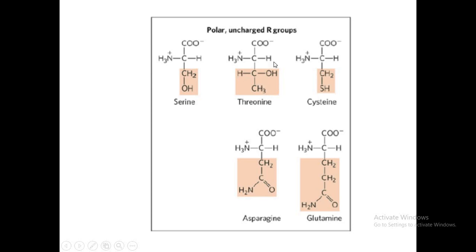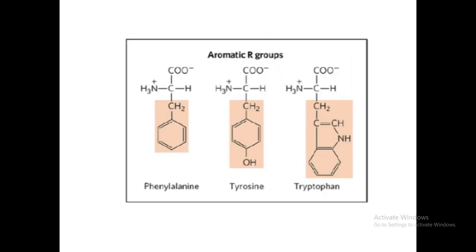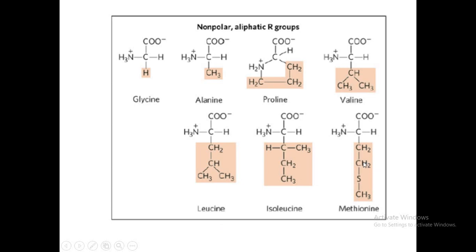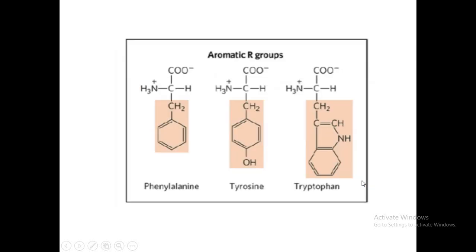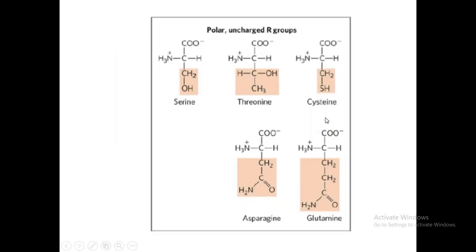In case of threonine, we are also seeing it has a hydroxyl group that can make hydrogen bonds with water. Due to this, it is polar. In case of cysteine, we have a sulfhydryl group here, SH, that would make bonding with water. So cysteine is the second sulfur containing amino acid. What was the first? The first was methionine. Here in this slide we see that methionine is one sulfur containing amino acid, and the second sulfur containing amino acid is cysteine.